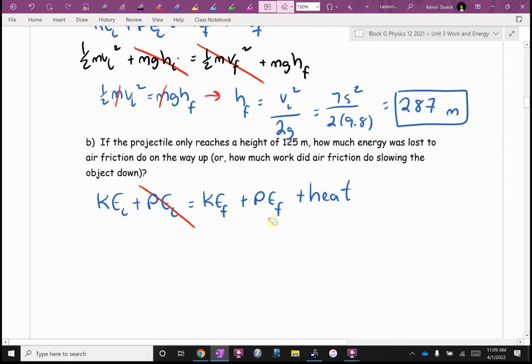Is PE final 0? Nope, it's up there. What about kinetic energy? Are any of these going to be 0? Kinetic energy will be 0 when we are at rest.